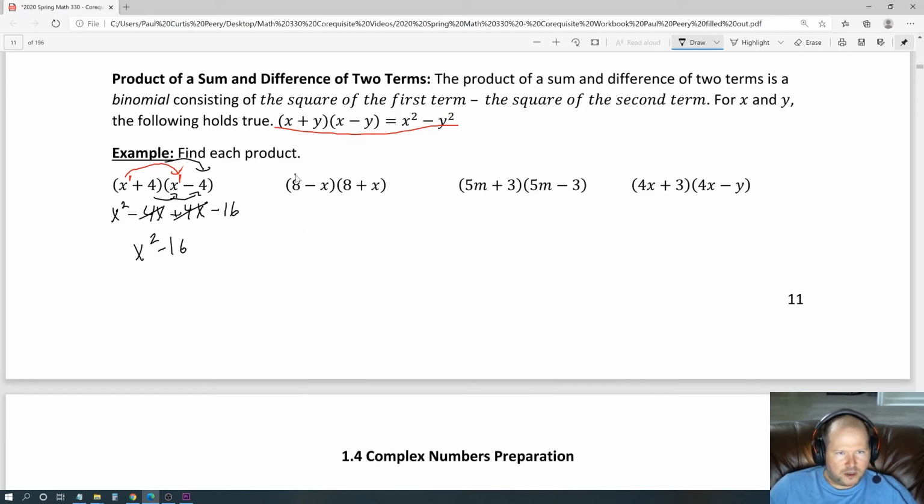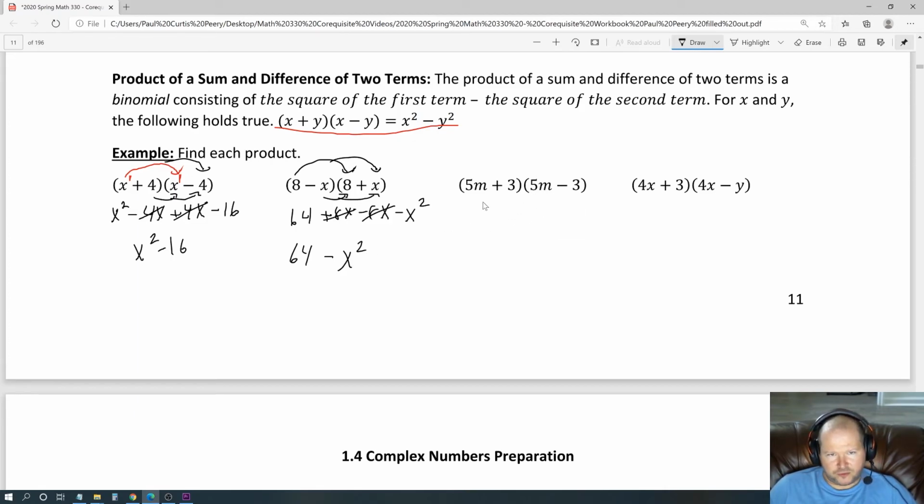So I'll do one more where I do it the long way. 8 times 8 is 64. 8 times x is positive 8x. Negative x times positive 8 is negative 8x. And then finally, negative x times positive x is negative x squared. Notice again that the two middle terms cancel out, leaving me with 64, which is 8 squared, minus x squared, which is obviously just x squared.